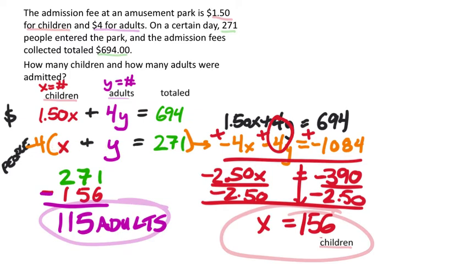Okay, well, what about this one? So I'm going to replace the x with 156, y with 115. Let's see. So 1.50 times x, which is 156, plus 4 times the y, which is 115. Enter, and I get 694. So that just clarifies and confirms that we have, in fact, solved these correctly. We have 115 adults, 156 children. Don't forget to label your answers on these word type problems as well.